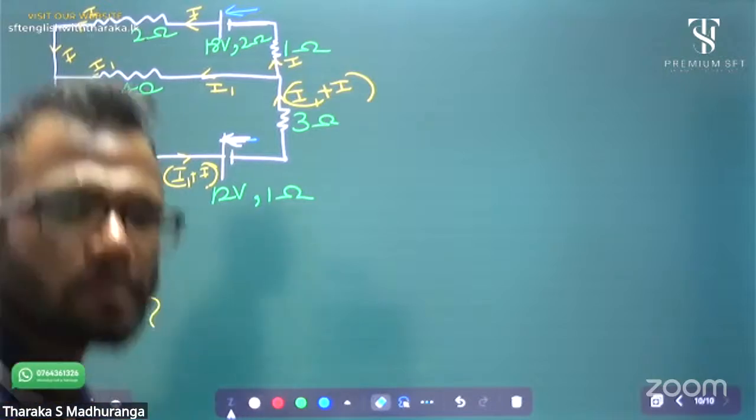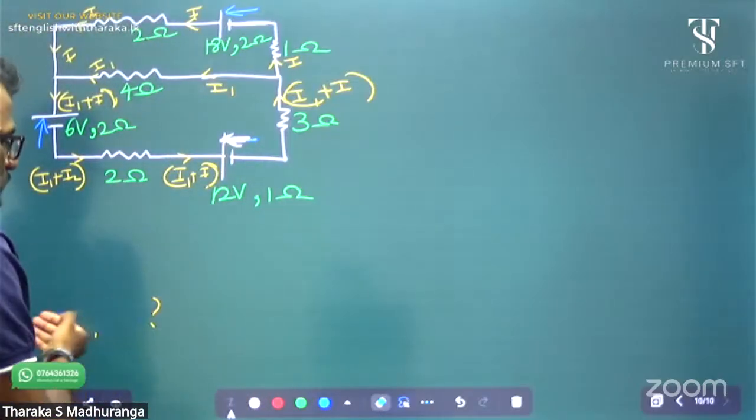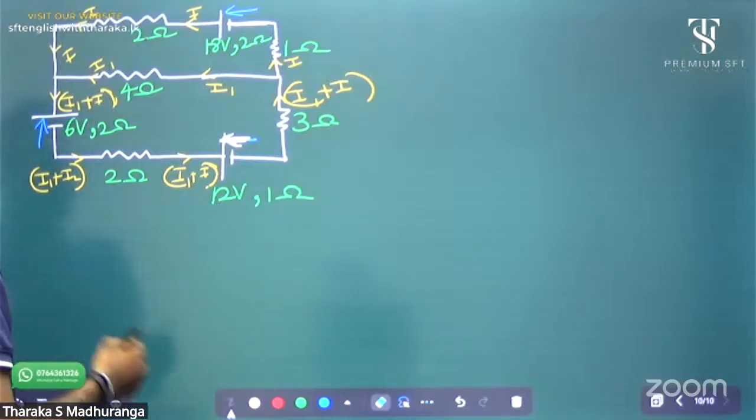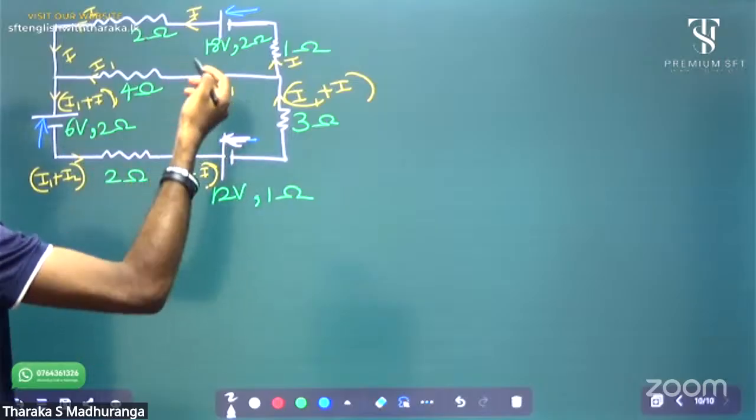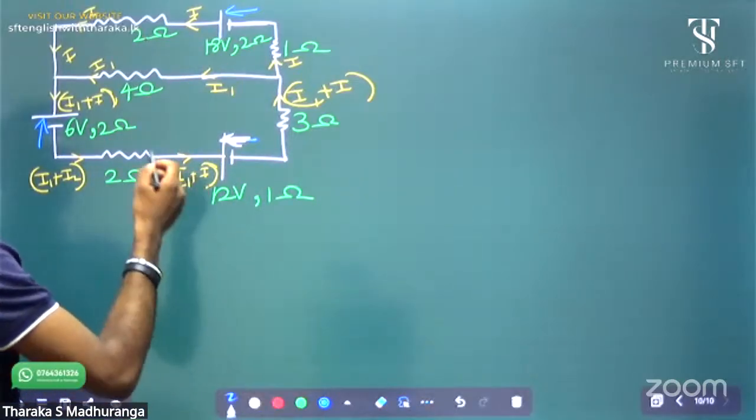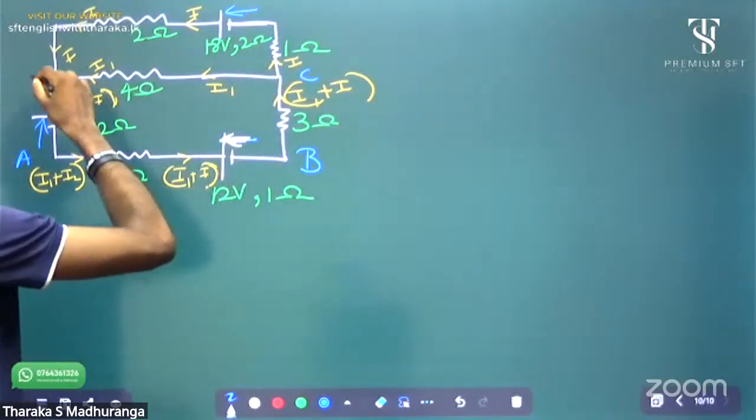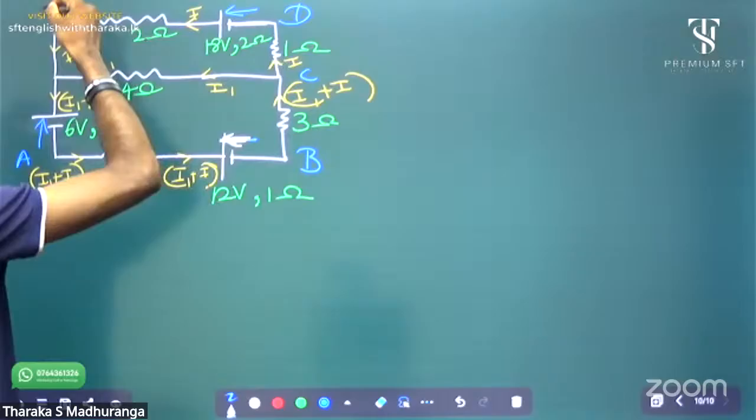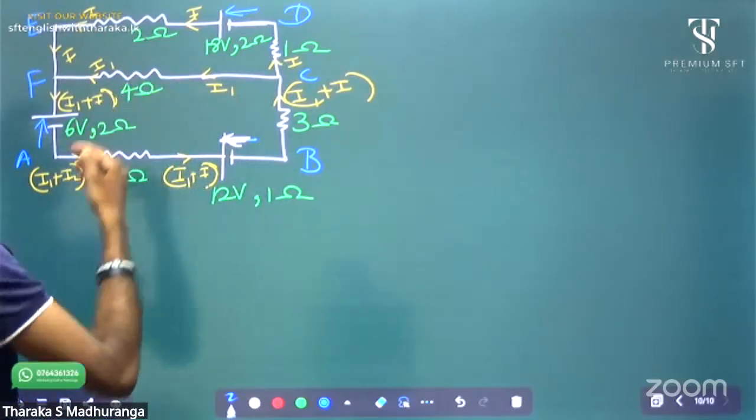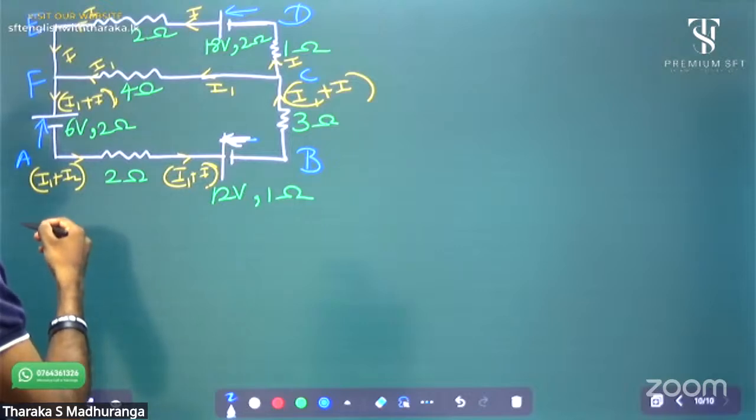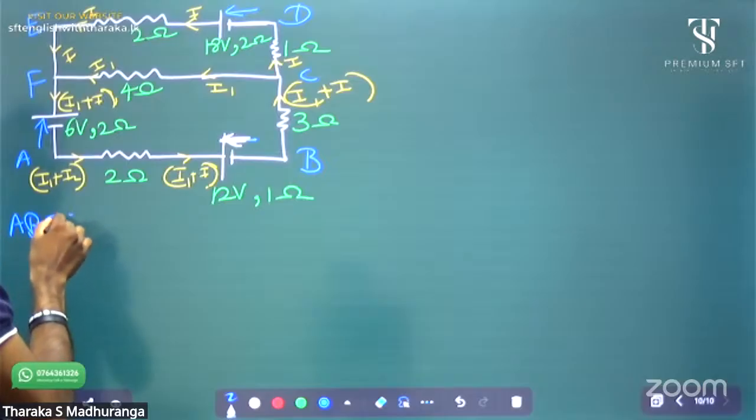Okay, still calculating? Let's try to get this. I'm going to apply Kirchhoff's second law. You have to label this now: A, B, C, D, E, F. I'm going to use the loop A, B, C, F, A.